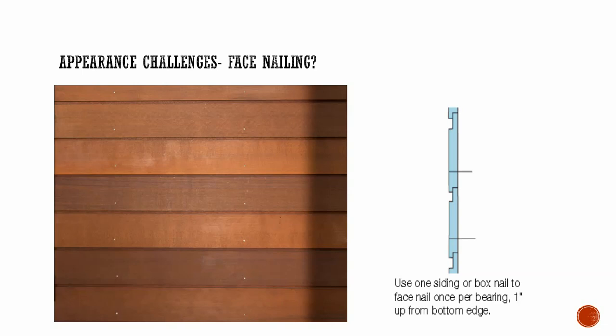Another thing that we've seen as challenging is the face nailing. So, I've done a lot of architect consultations, and this here is a profile or a design that the people like. They like this shadow line. It's called nickel gap, penny gap, shadow profile. There's a lot of names for it, but it's this detail of having this trim line showing on the siding.